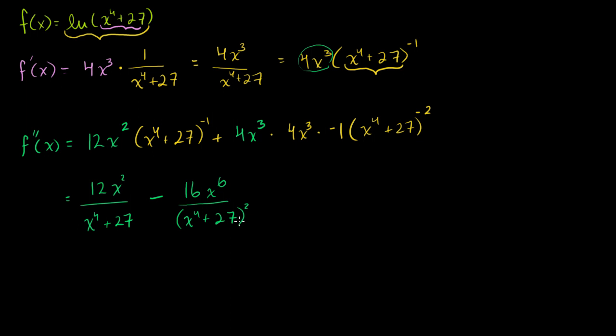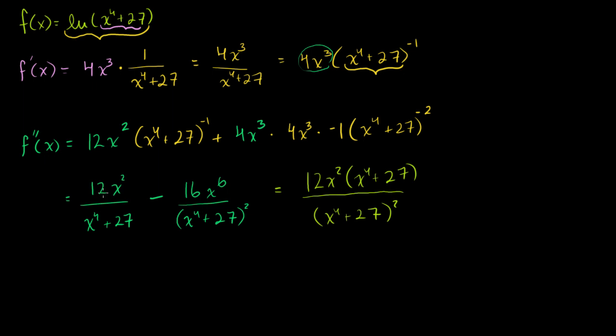Now, if you've seen these problems in the past, we always want to set these things equal to 0. We want to solve for x. So it'll be useful to have this expressed as just one fraction instead of the difference or the sum of two fractions. So what we could do is we could have a common denominator. So we could multiply both the numerator and denominator of this expression by x to the fourth plus 27. And what do we get? So if we multiply this first expression times x to the fourth plus 27, we get 12x squared times x to the fourth plus 27. And then in the denominator, you have x to the fourth plus 27 squared.